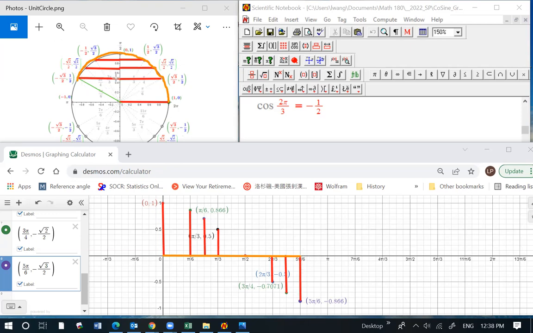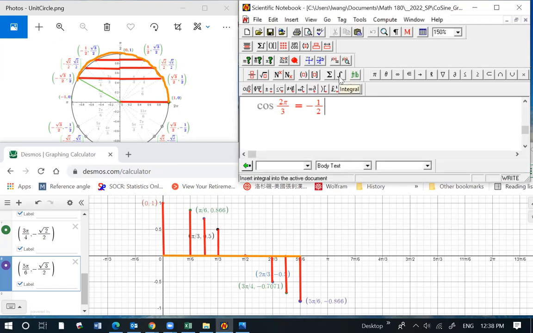And what are these? How do we write them down mathematically? This is how we write it down mathematically, right? We wrote down for 2 pi over 3, that's negative half. And we're going to write down cosine 3 pi over 4: input, output, negative root 2 over 2.